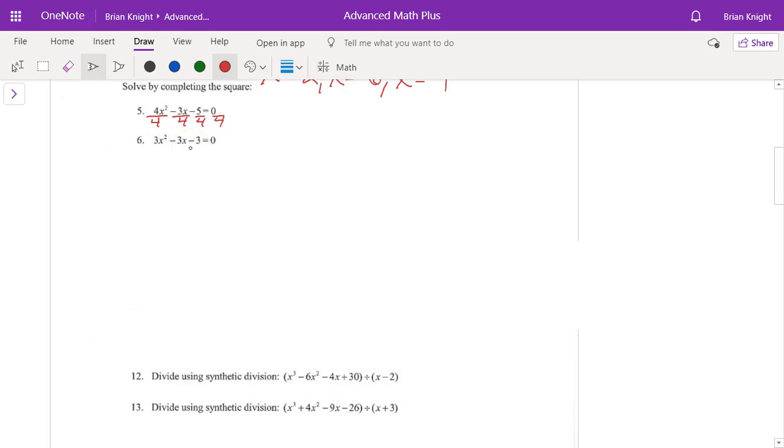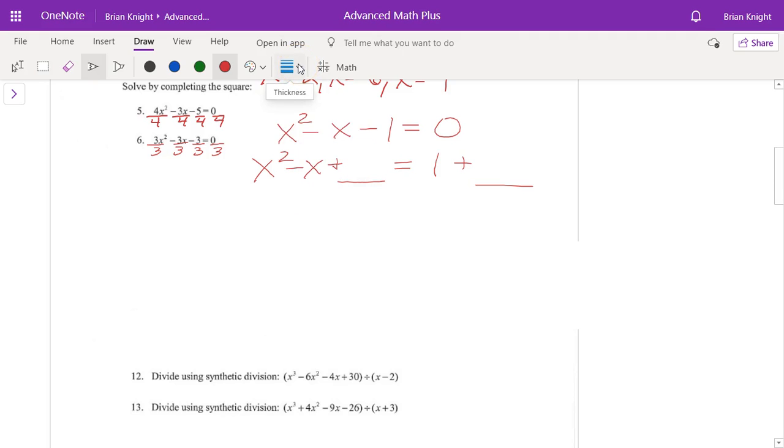What are we going to divide by first on number 6? 3. Everything gets divided by 3. So we're going to have x squared minus x minus 1 equals 0. Move the 1 over. x squared minus x equals 1.